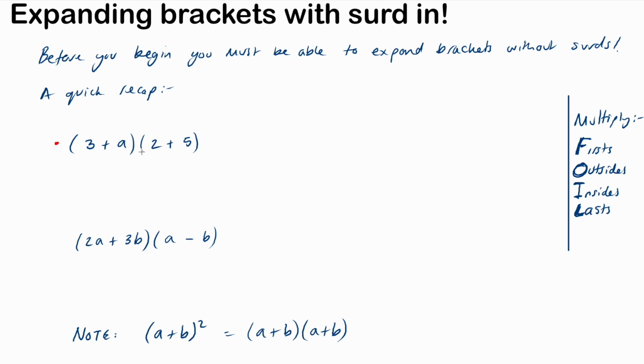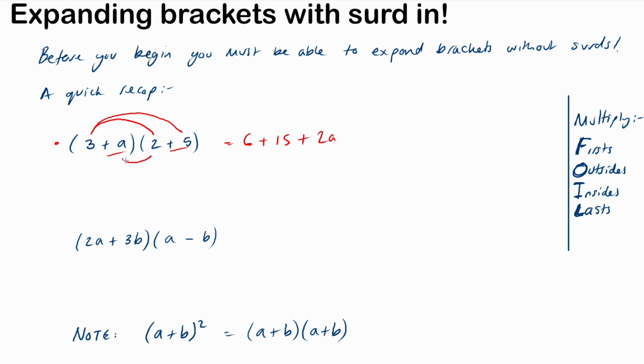So for example, for this one here, I will do the first of each bracket. Well, that is 3 times 2, which is 6. I will do the outside of each bracket multiplied. That is a positive 3 multiplied by a positive 5. 3 times 5 is 15, and a positive times a positive is still a positive. So I have 15. Then I will do the insides, that's these two, that is a positive a times 2, so that's a positive 2a.